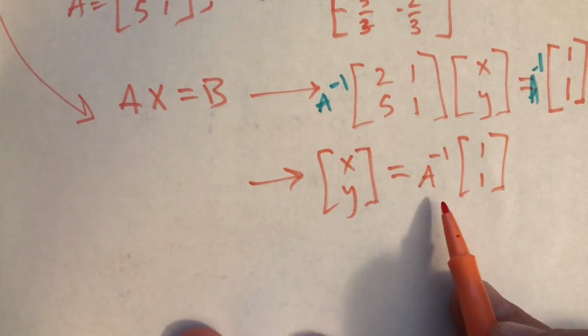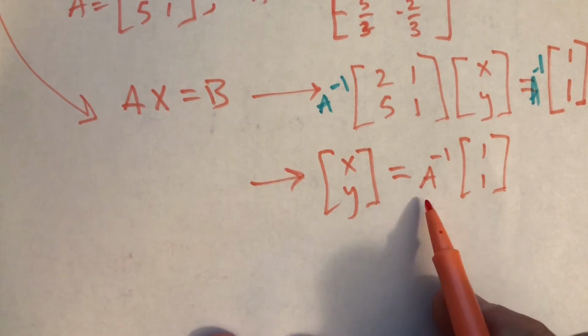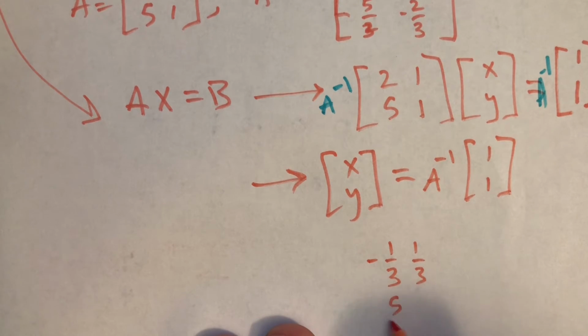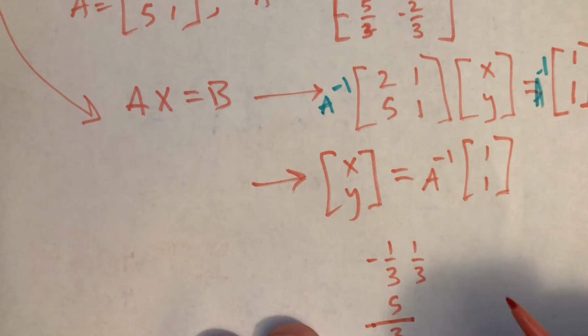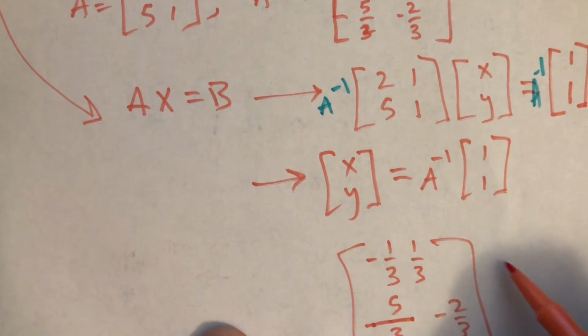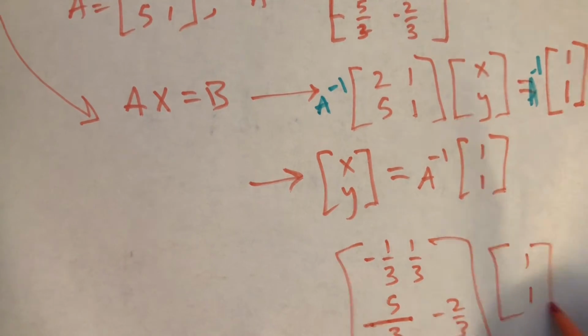And we can find it, right? We're just going to take our inverse matrix. So I got -1/3, 1/3, 5/3. No, that was positive, wasn't it? And then -2/3. Okay. And I'm going to multiply that by 1, 1.